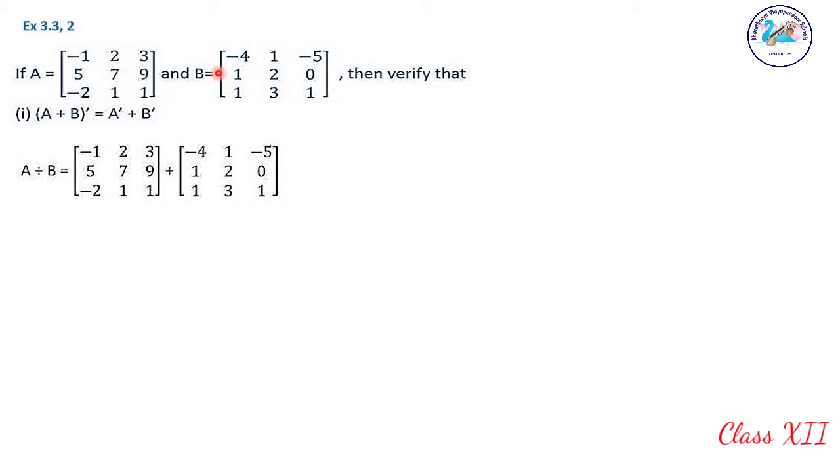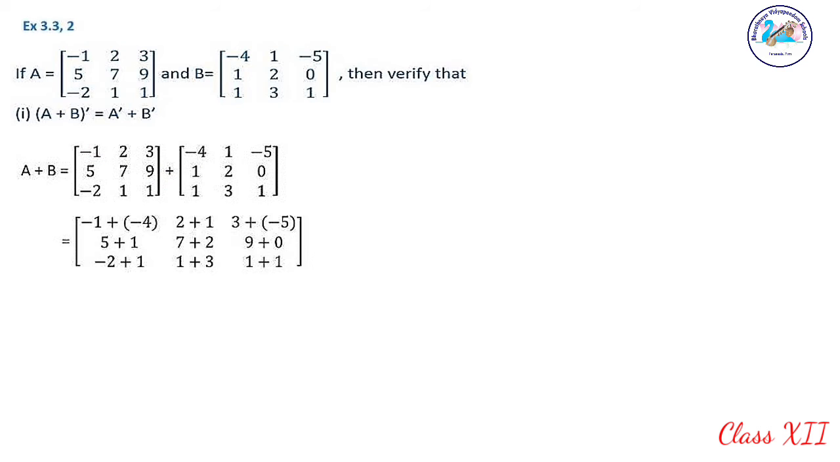Just add two matrices. As we know, addition of matrices means just simply add the corresponding elements. So minus 1 plus minus 4, that will be first term, and the next is 2 plus 1. Then 3 plus minus 5, 5 plus 1, then 7 plus 2, then 9 plus 0. Minus 2 plus 1, that is the first element in third row. 1 plus 3, second element. 1 plus 1, that is the third element. So this step is not compulsory. If you wish to write, or else directly we can write the added elements.